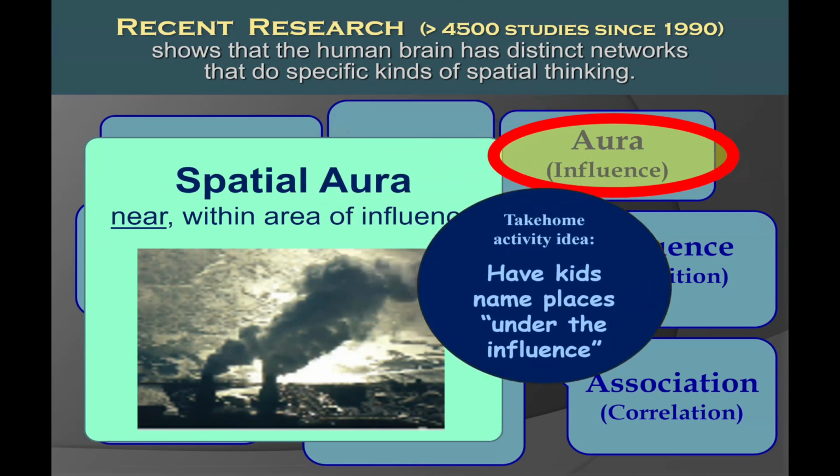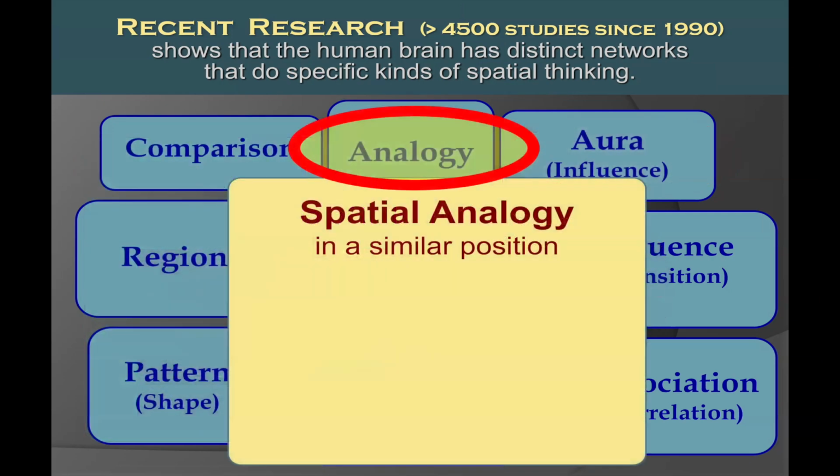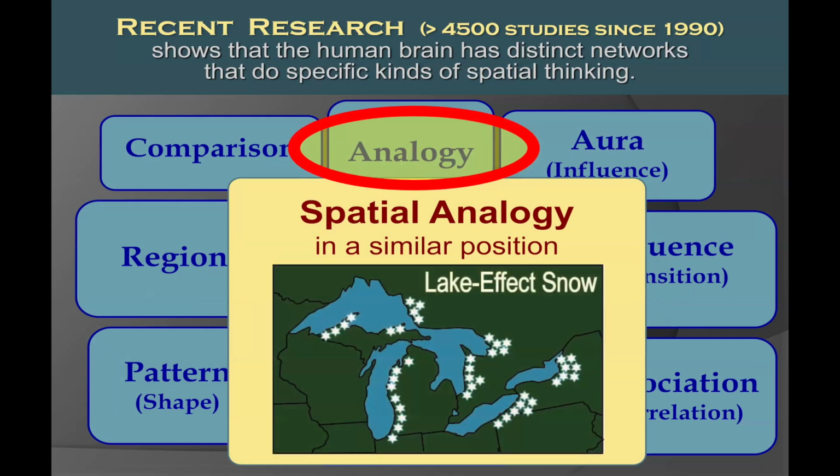And the take-home activity idea is to push students to think, is there some place that could be influencing some place nearby? What's the effect that Detroit has on some of the suburbs around it? And the last of these in this list, and like I say, I'm not sure that this is the list, there may be 9 of these, there may be 11, but the last on this list is the notion of a spatial analogy, being in a similar position but not close to. Like, take a look at lake effect snow.